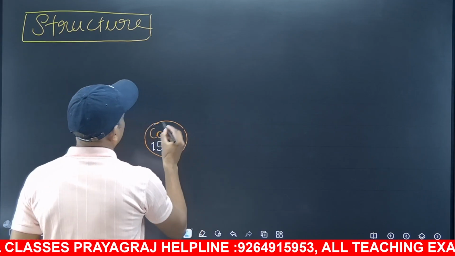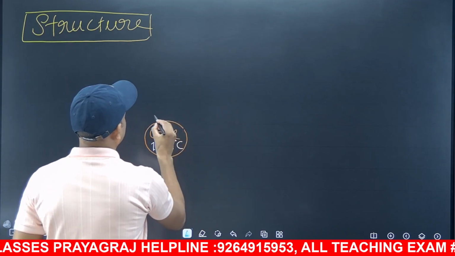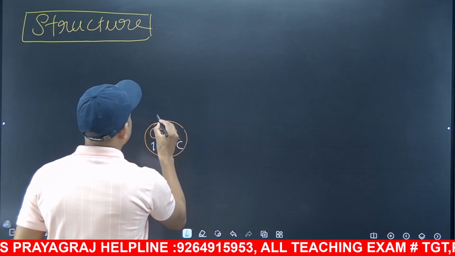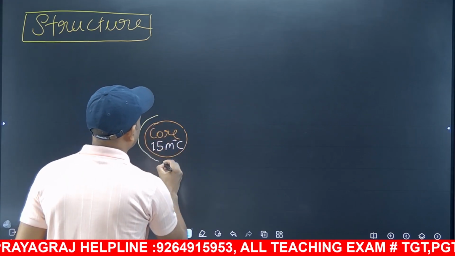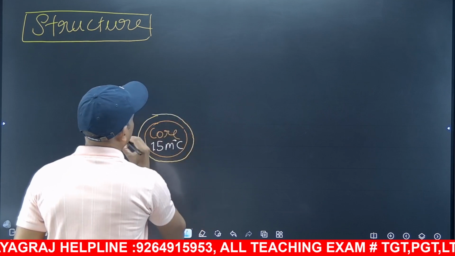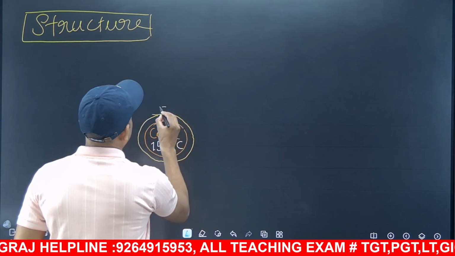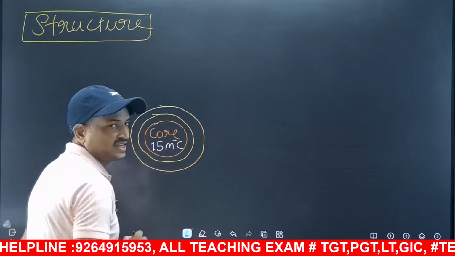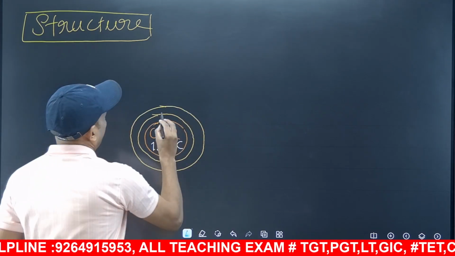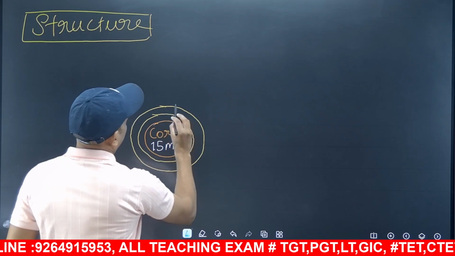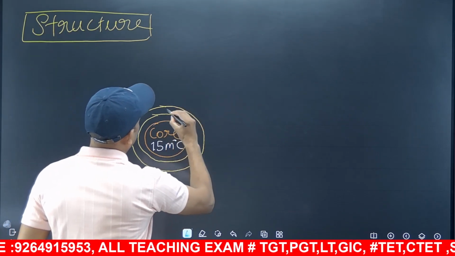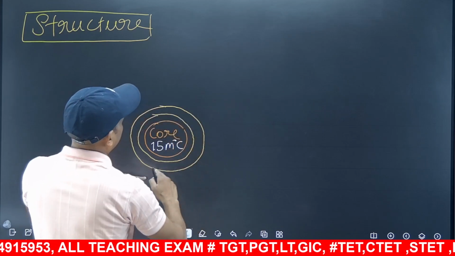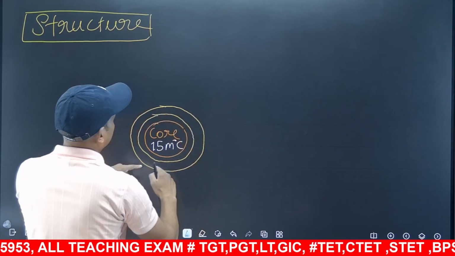Then after that we have the radiative zone. Then after that we have the convective zone. And this convective zone just merges with the photosphere, because this is the outer visible layer of the sun.